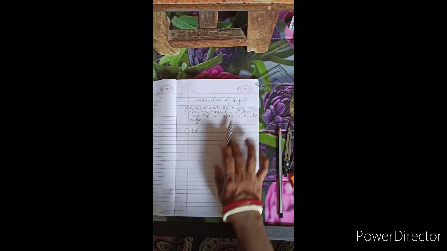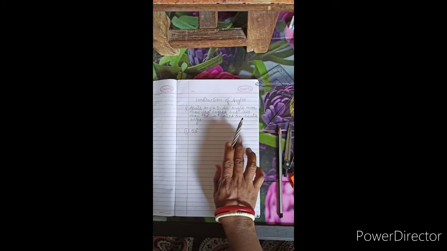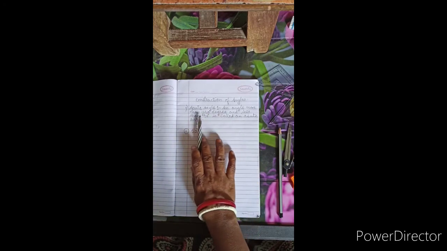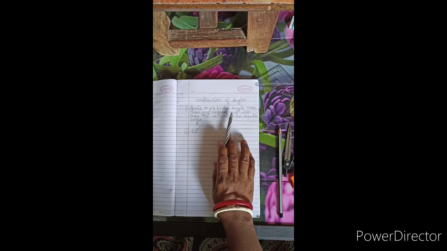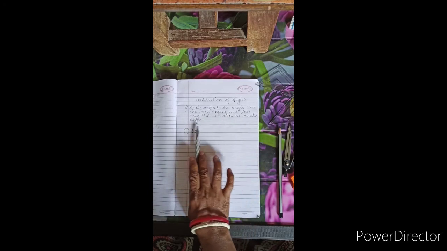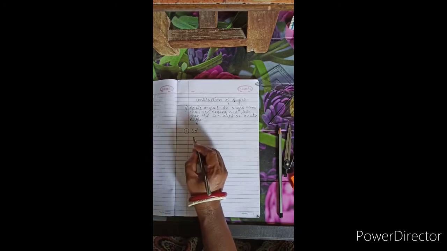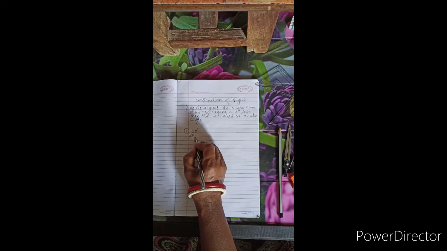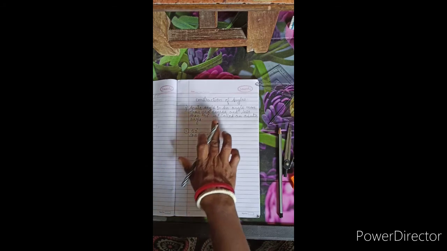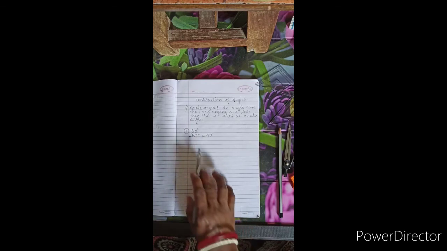Now we are going to learn construction of angles. The first type is the acute angle. You already know, in the previous video I gave you the definition. An angle more than 0 degree and less than 90 degree is called an acute angle. One example I have taken is 50 degree. I will name this angle ABC, angle ABC is equal to 50 degree. Since 50 degree is more than 0 degree and less than 90 degree, this is an acute angle.